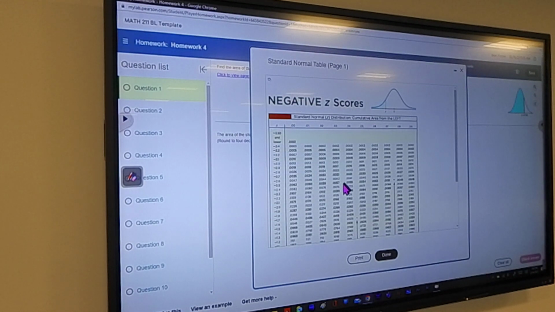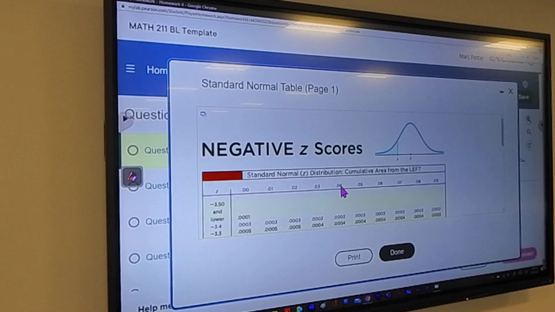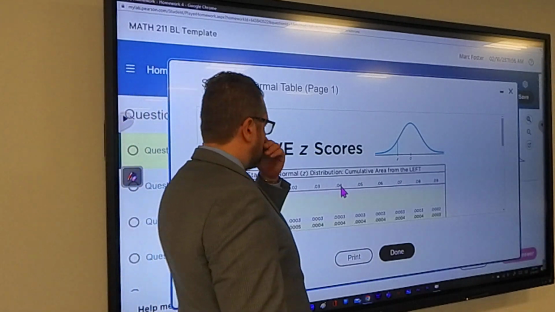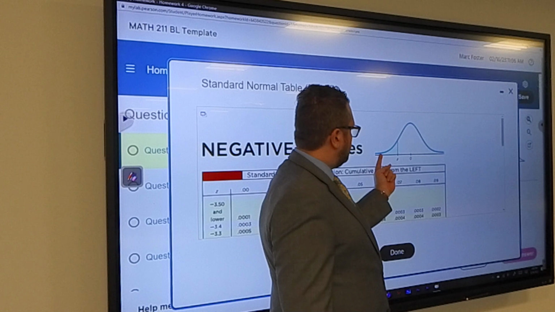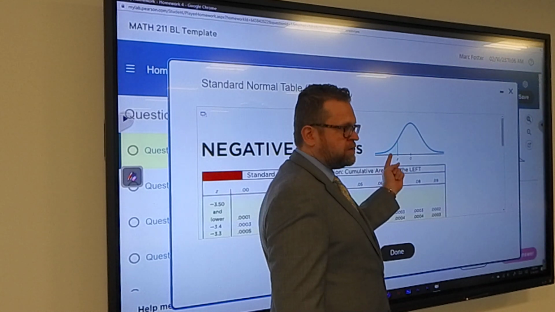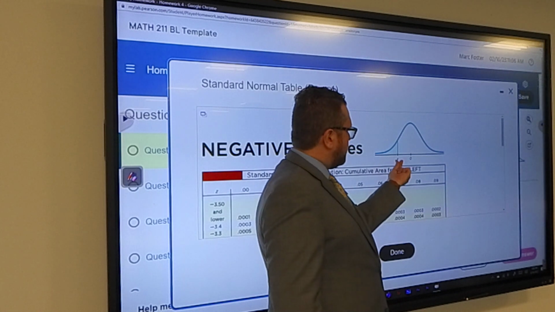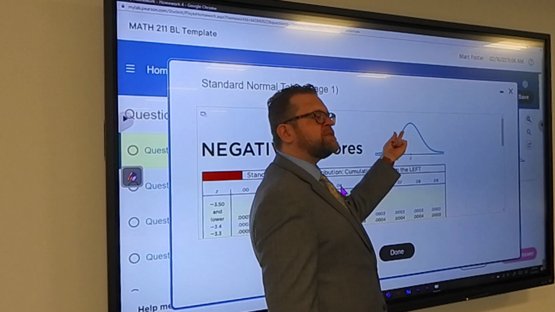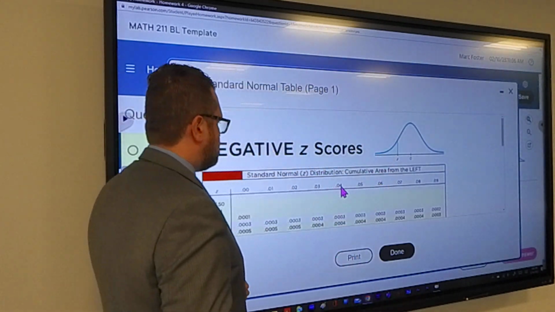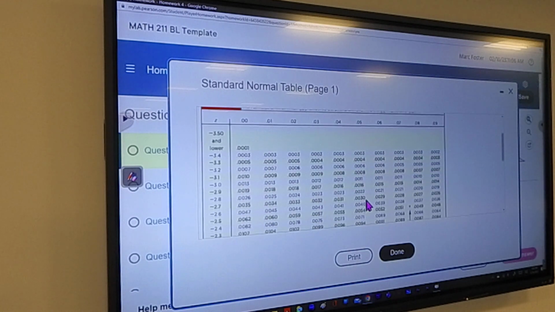But we need to see what the other people went through. There's a picture here at the top. It shows you a shaded area under that curve. It's shaded in blue. There is some z-score down here corresponding to that area. And then a big table of numbers.